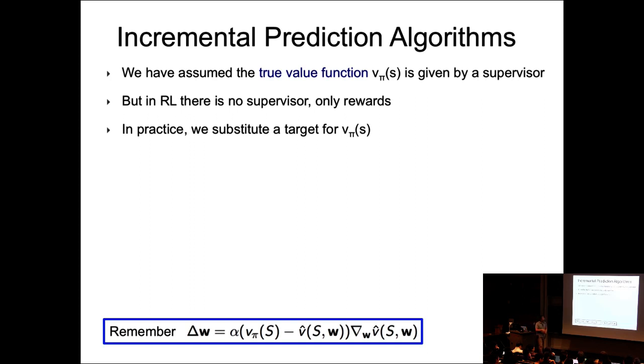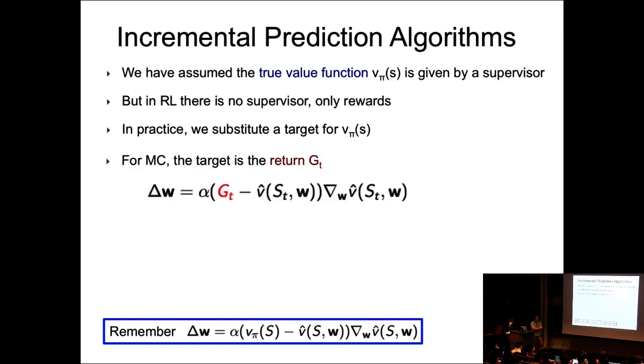And the interesting thing about reinforcement learning is there's no supervision, right? You're only getting rewards. And that's the power of reinforcement learning, but also kind of its disadvantage. And in practice, what we're going to be doing is substituting a target for the true value of the function, right? So for example, if we're taking the Monte Carlo approach, then the target is the return G sub t, right? So what does that mean?